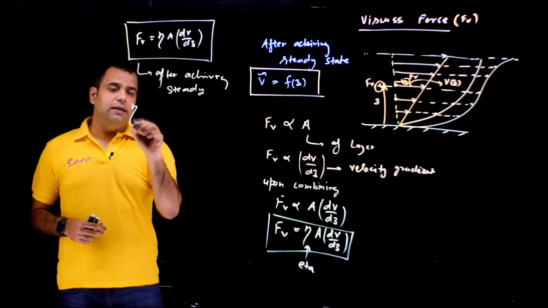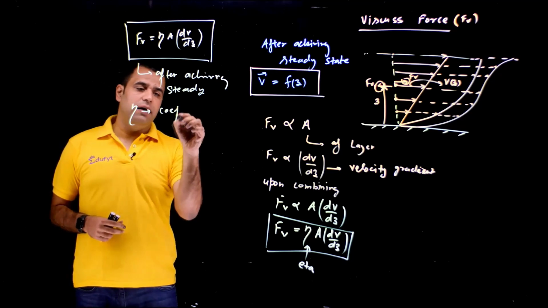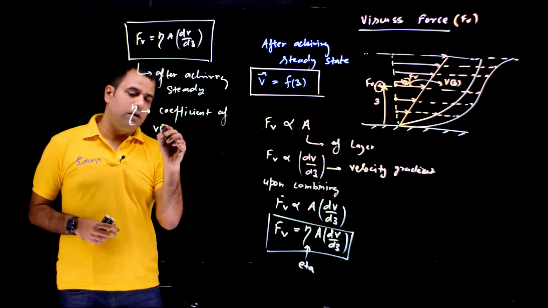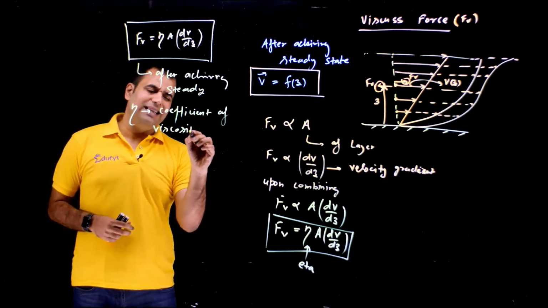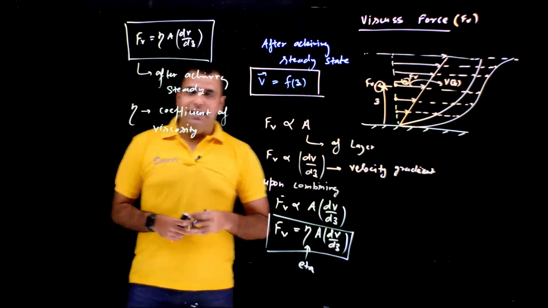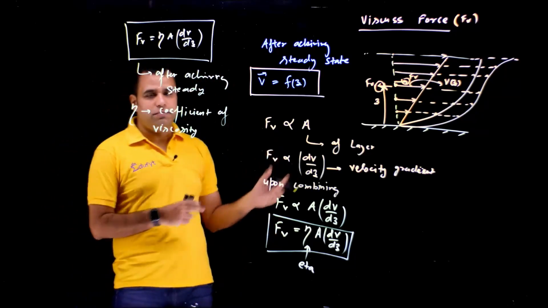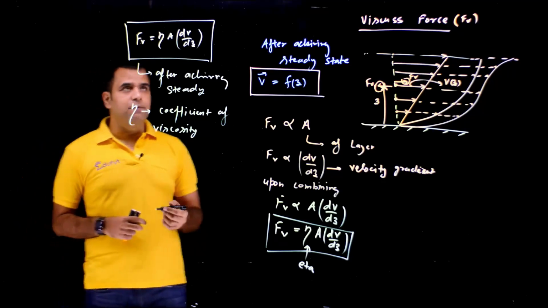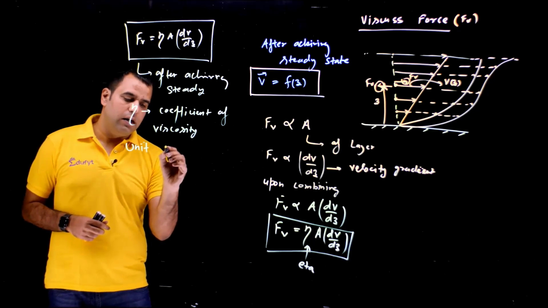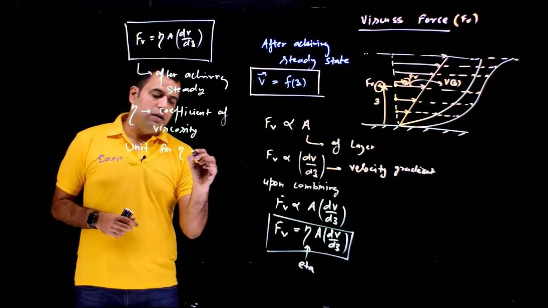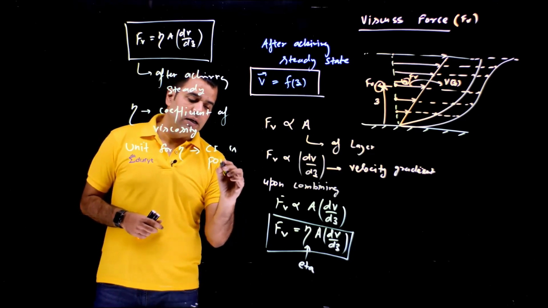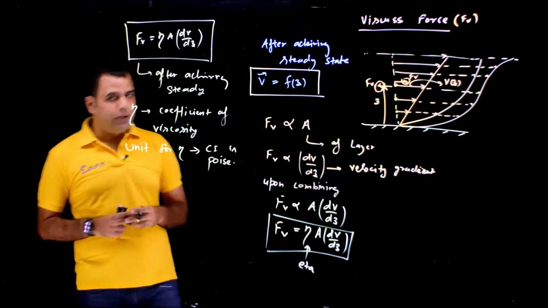This eta is defined as the coefficient of viscosity. And if you want to call it the viscosity constant, it's well and good. There's no problem in that. It is that constant which is similar to the mu, basically. Coefficient of viscosity, its unit, when we define the unit for eta, its CGS unit is poise.